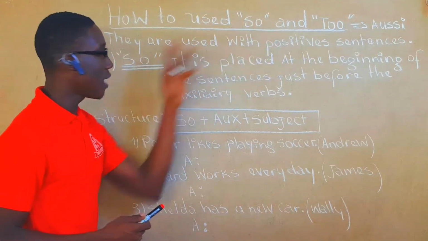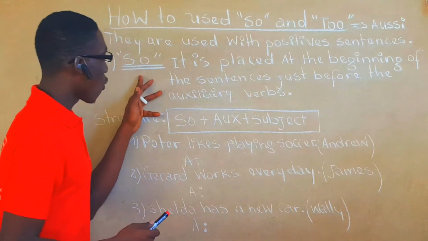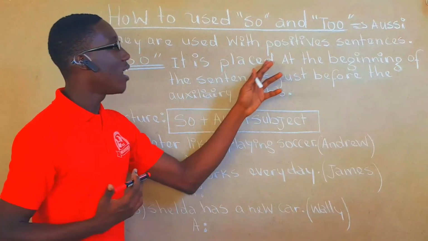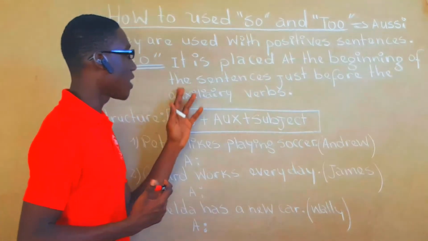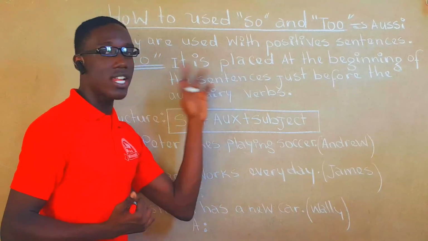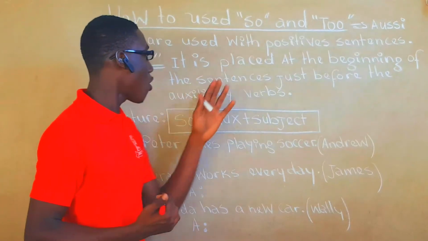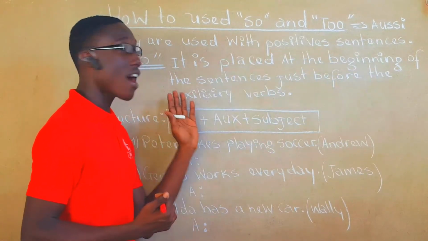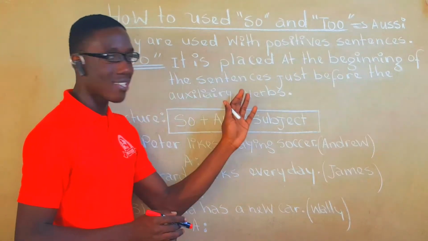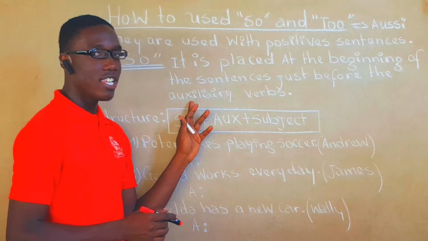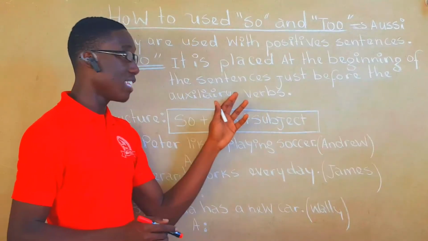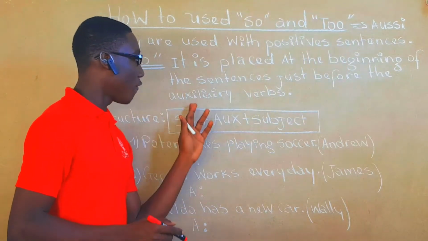Now, the first one is so. Now, I'm gonna explain to you about so. It is placed at the beginning of the sentences just before the auxiliary verb. Let me explain. So is placed at the beginning of a sentence, just before the auxiliary verb.